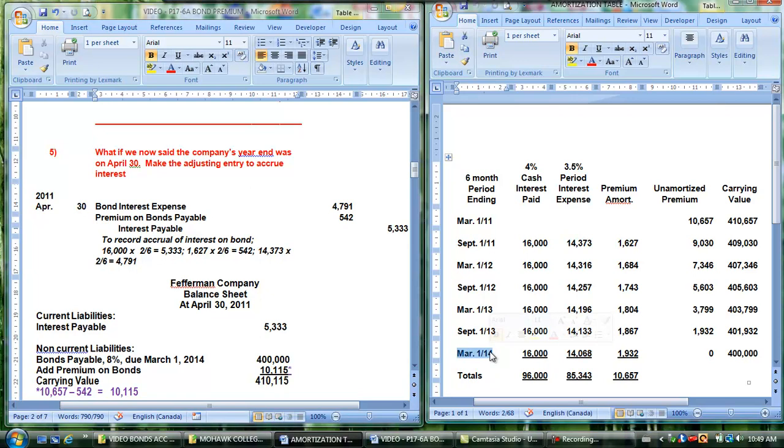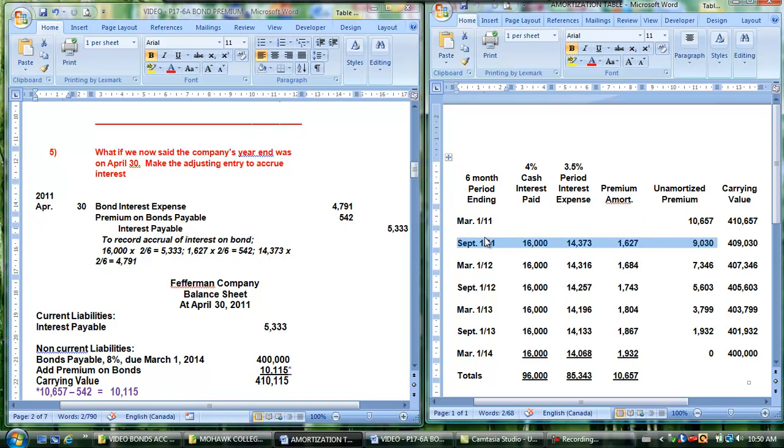So what I'm going to do here is walk you through the calculations at each of the year ends, April 30th, 2011, April 30th, 2012, and April 30th, 2013, and show you what the balance sheet would be like. So let's start. First thing I always say is if you've got to make an adjusting entry, in our case it's April 30th, 2011, on what line of the table does that date fall? Where is April 30th, 2011 falling? In what 6-month period? It's this one.